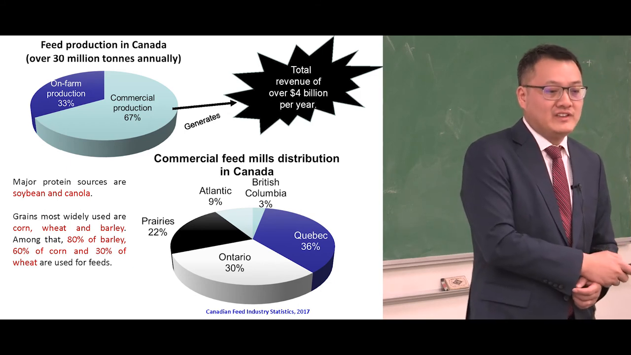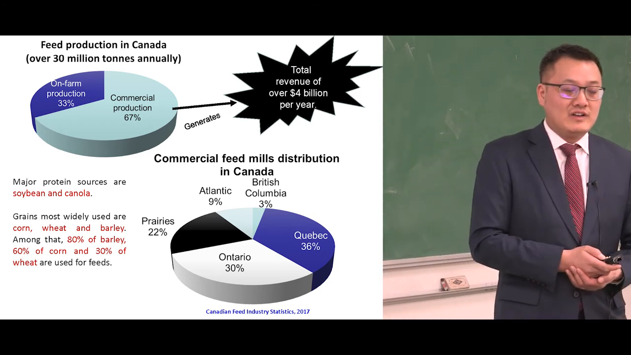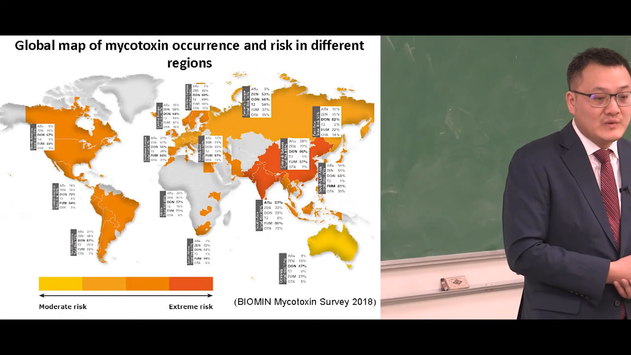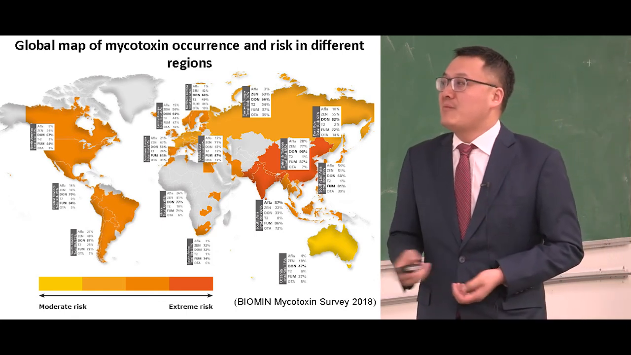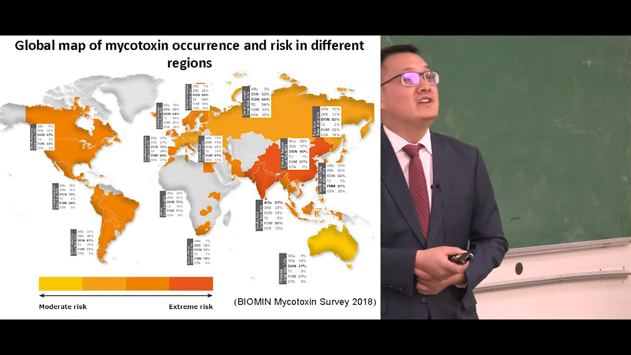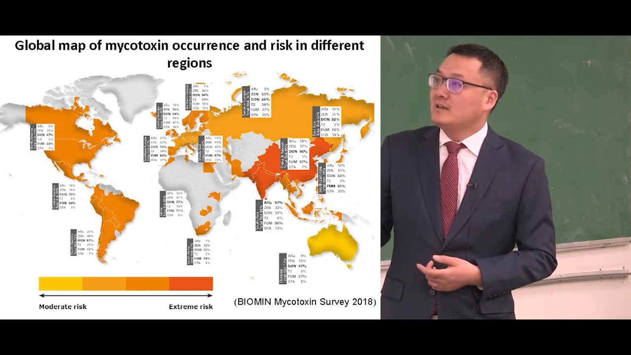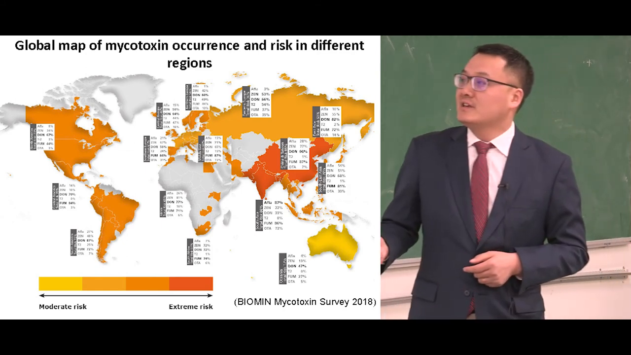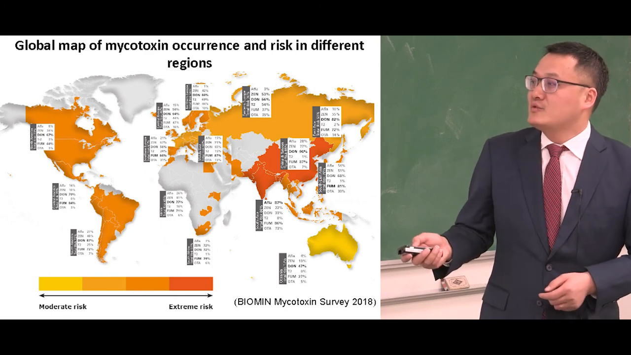After that, since we talked about feed ingredients, I want to show you the global map of mycotoxin occurrence and risk in different regions. This data comes from the BioMin Mycotoxin Survey 2018. The different colors show risk: the lighter color means less risk or moderate risk, and once the color becomes darker, that's extreme risk.